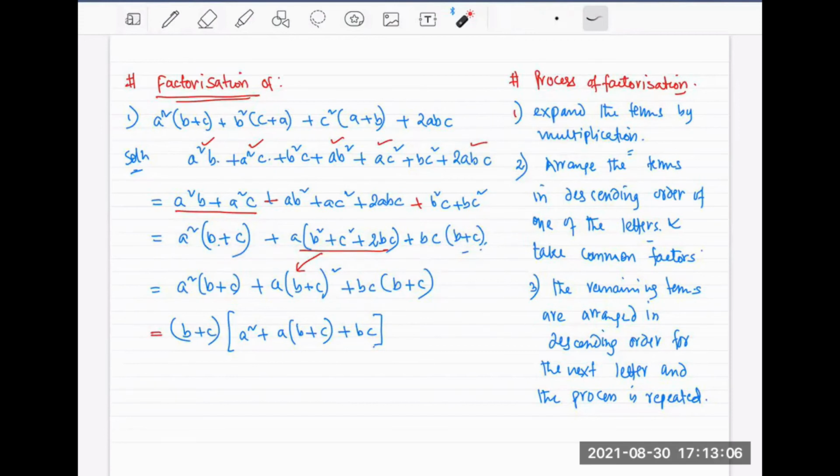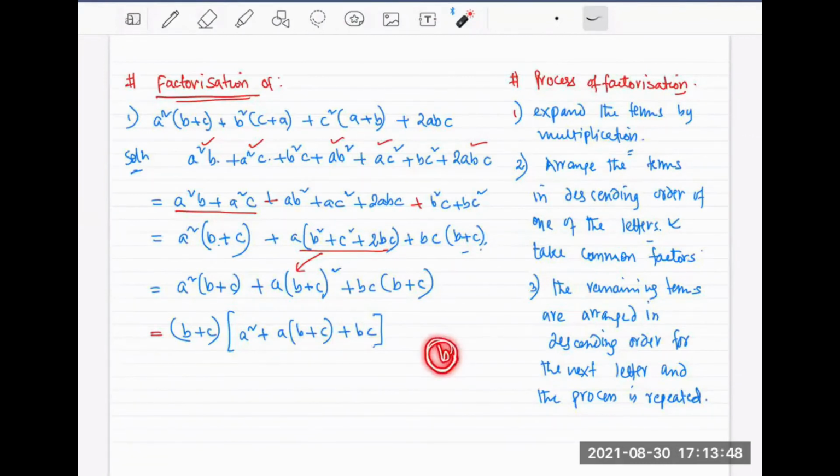What's the third step? The remaining terms are arranged. We have found out one of the factors. These are the remaining terms, the part that I'm underlining here. Remaining terms are arranged in descending order for the next letter. We've already done descending order for A, right? So what's the next letter? Next letter, pick up B. Here is still a bracket. You open the bracket, we will get how many terms? 1 term, 2 terms, 3 terms, 4 terms. For the 4 terms, you have to arrange in descending order of what letter?